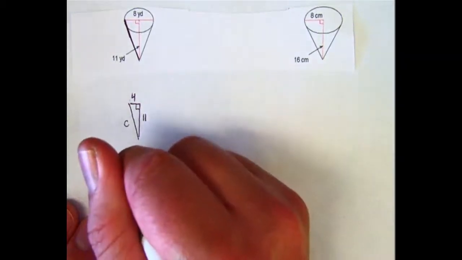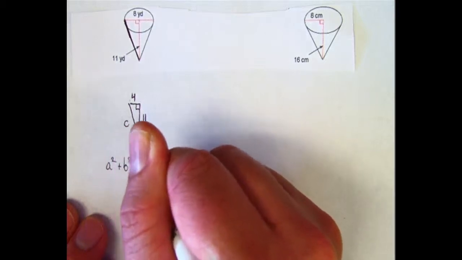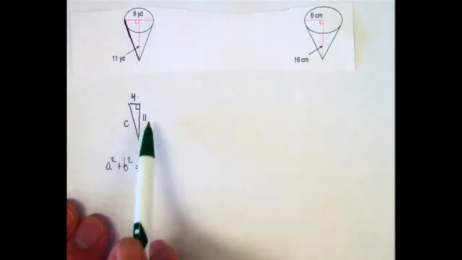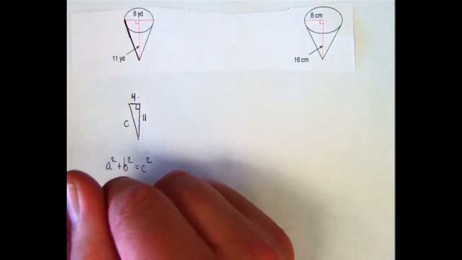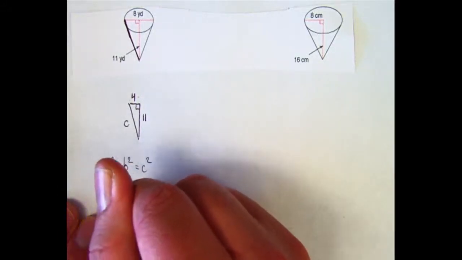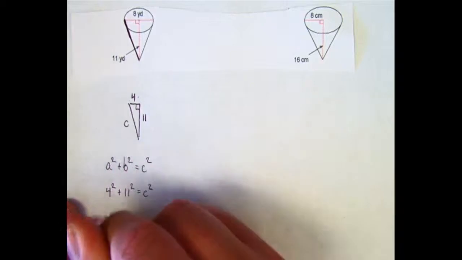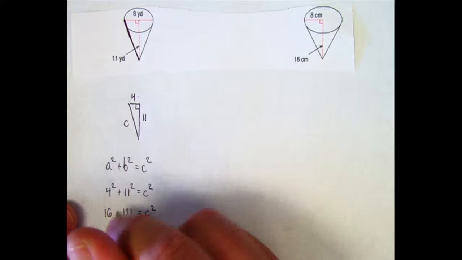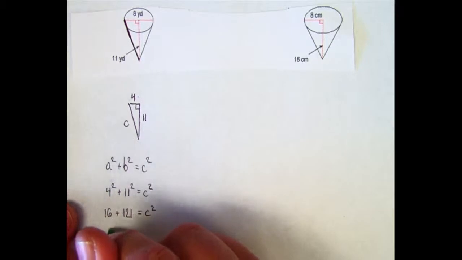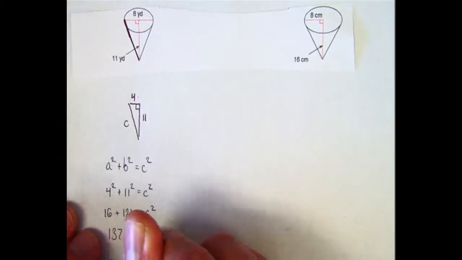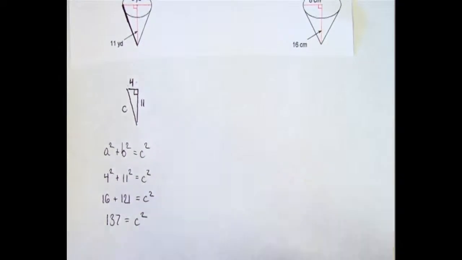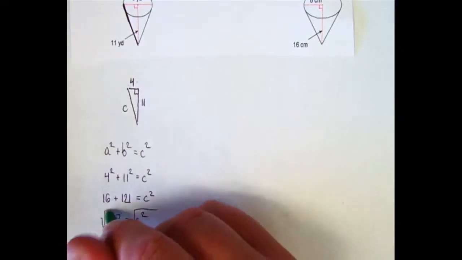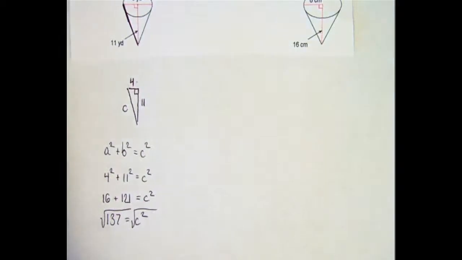And so I can just set up a squared plus b squared equals c squared. A and b are interchangeable here. I'll call A 4. So I do 4 squared plus 11 squared is going to equal c squared. 4 squared is 16, 11 squared is 121. Add those together, and what I'm going to get is 137 for c squared. Now in order to find c, I take the square root, and since this is a distance, I know I can just ignore the negative answer that I'm going to get from this.